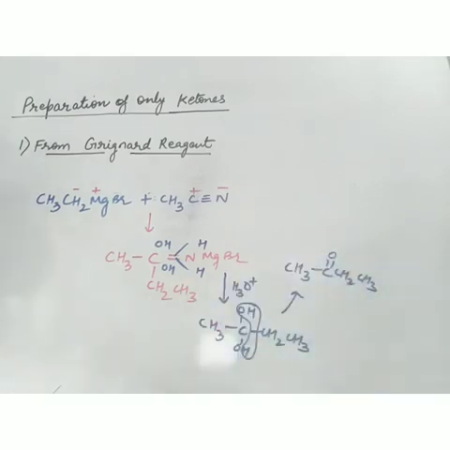So depending on which ketone you want to prepare, you can take any carbon Grignard reagent and any carbon nitrile, but not HCN, because if I take HCN, then definitely aldehyde will be the product.